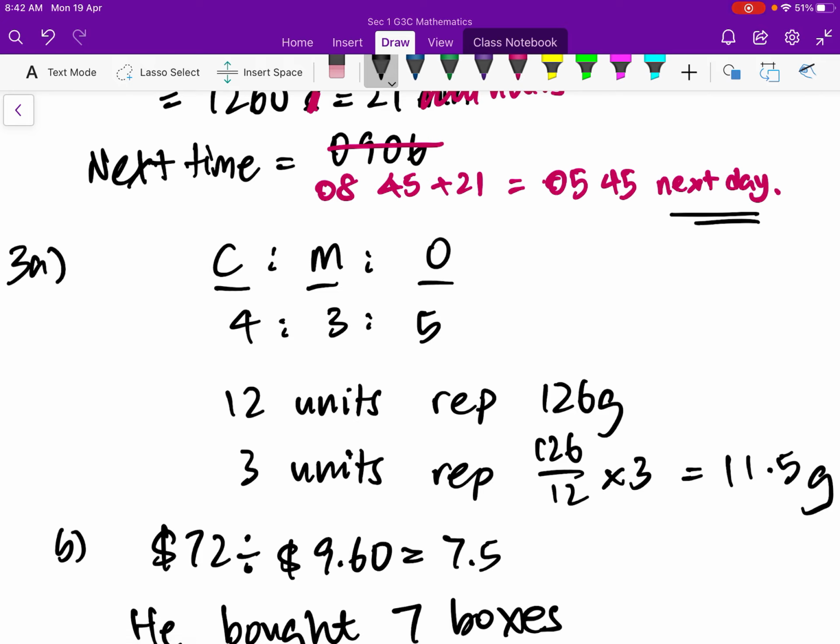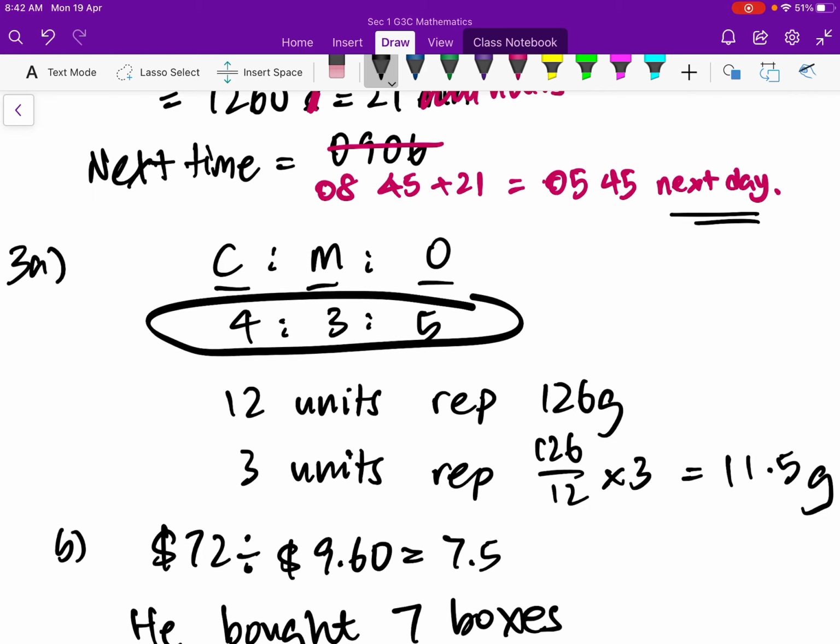Cocoa, milk, other ingredients. So CMO over here. Ratio 4:3:5. So state clearly. Now they tell you that the mass of the chocolate is 126 grams. So total mass of the chocolate 126. So we've got a total of 12 units in total, representing 126 grams. They are asking us for the mass of the milk.